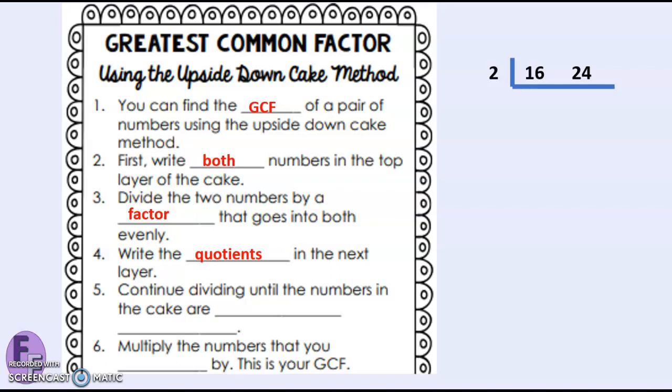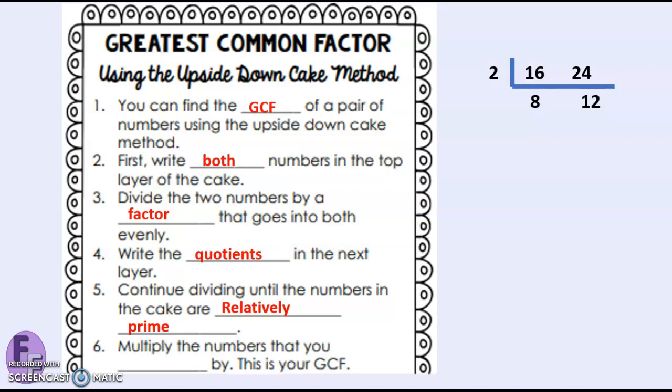Write down the quotients in the next layer. Remember, the quotients are the answer to the division problem. So we do 16 divided by 2, which is 8, and 24 divided by 2, which is 12. We write the answers below in the next layer of the cake. Then continue dividing until all the numbers in the cake are relatively prime. Relatively prime means that they only share a factor of 1.